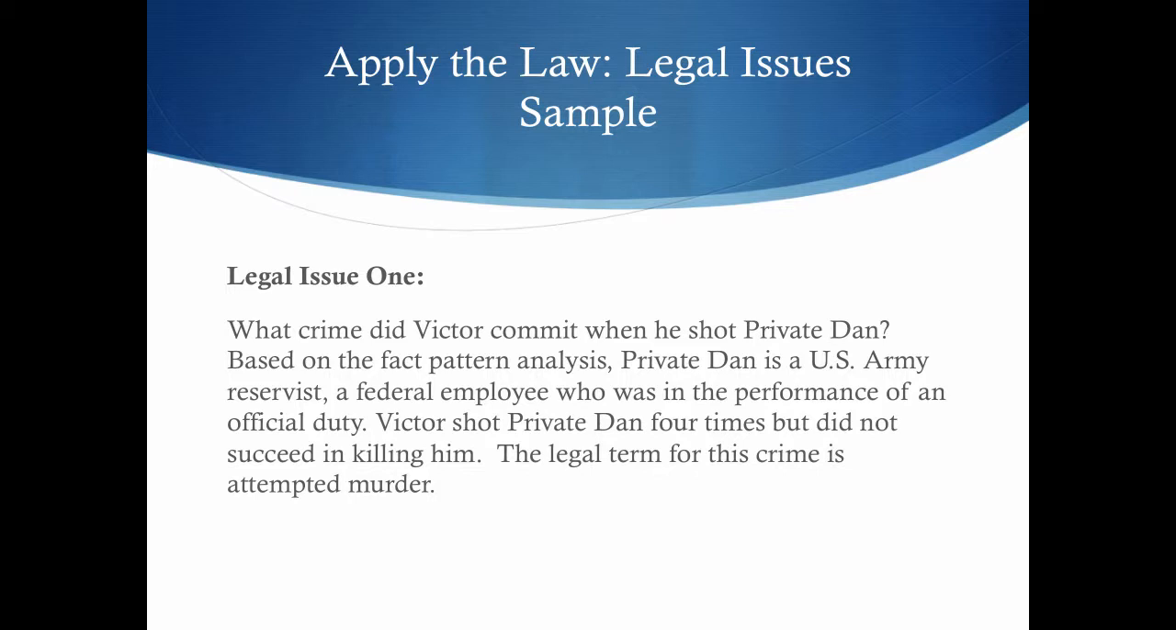Legal issue 1. This is what you would write in your paper. What crime did Victor commit when he shot Private Dan? Based on the fact pattern analysis, Private Dan is a U.S. Army reservist, a federal employee who was in the performance of an official duty. Victor shot Private Dan 4 times but did not succeed in killing him. The legal term for this crime is attempted murder. All right, so we have the fact from our fact pattern analysis. We have a brief description of the crime. This is a proficient response, 100% of the points available.